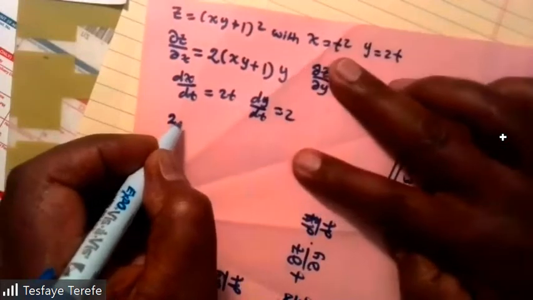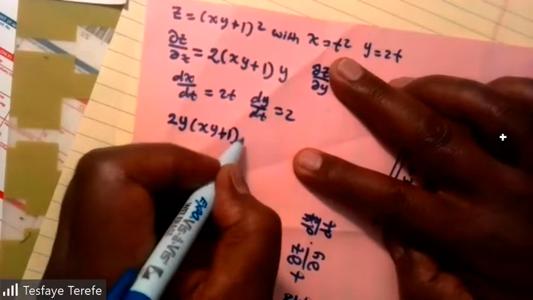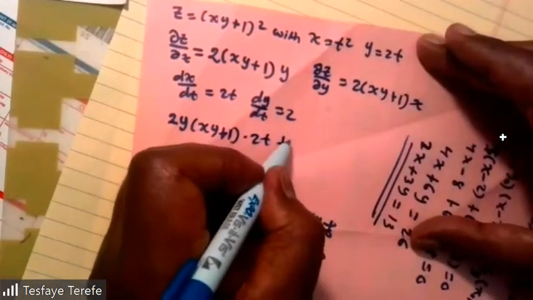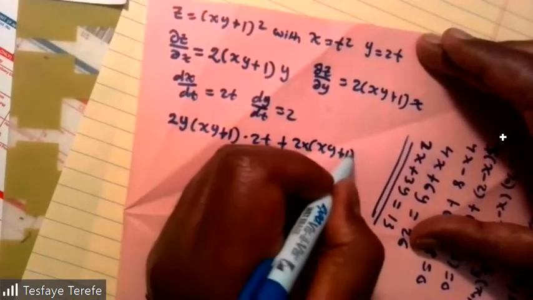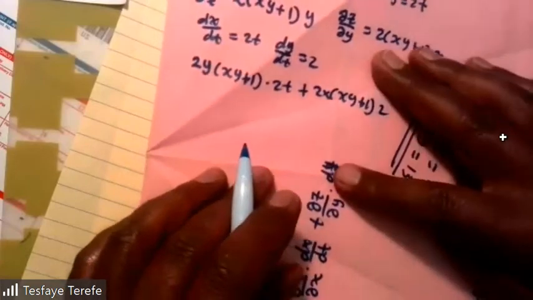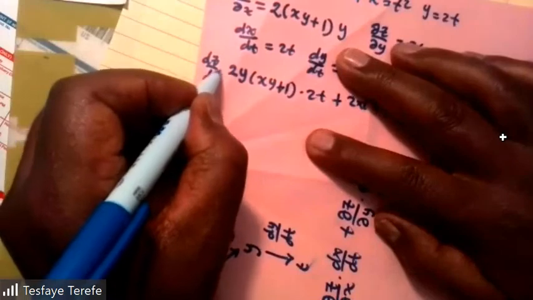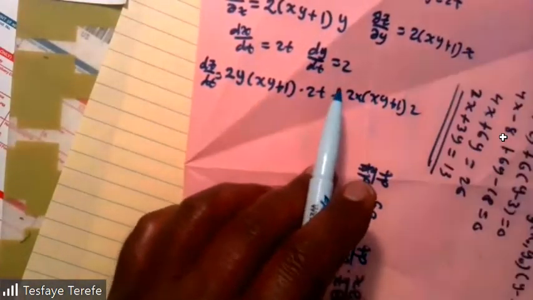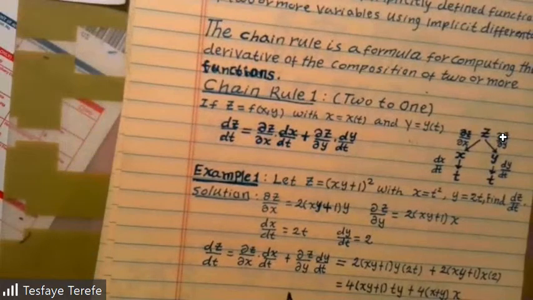And by combining all this, you will have 2y(xy plus 1) multiplied by 2t, plus 2x(xy plus 1) multiplied by 2. And that's it. And remember, this is dz/dt, and it is a function of t. So x and y have to be replaced by that. So when you plug in, to save time, this is what I gave you.